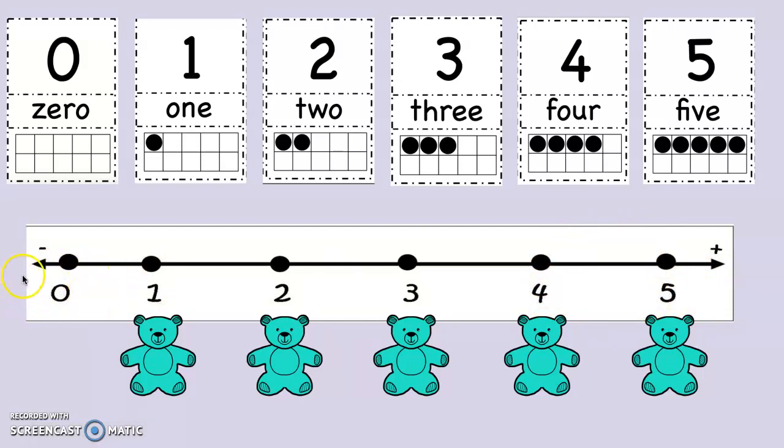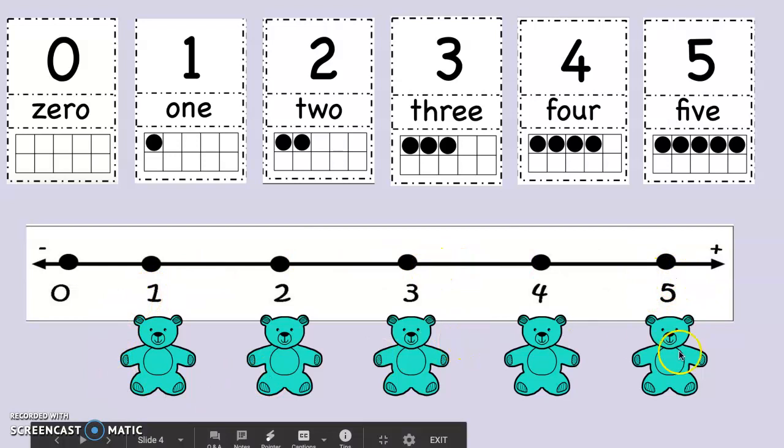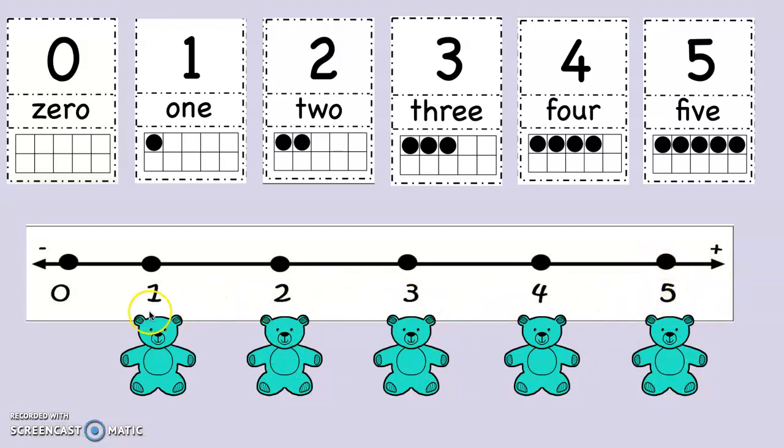Our number line starts with 0 and it goes all the way to, what number is this? The number 5. So let's count. Let's see, how many bears do we have? 1, 2, 3, 4, 5. And we were able to use our number line to help us know how many bears that we have.